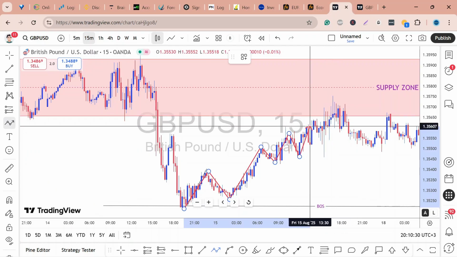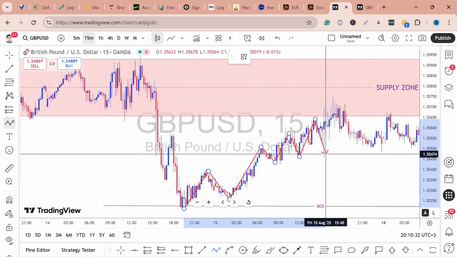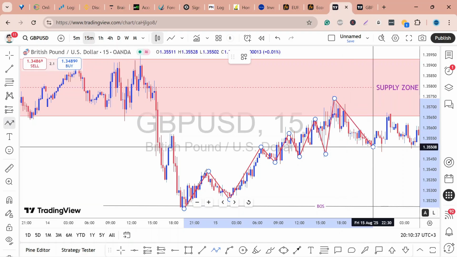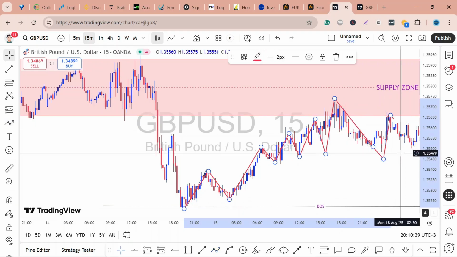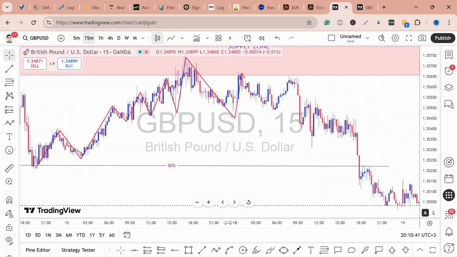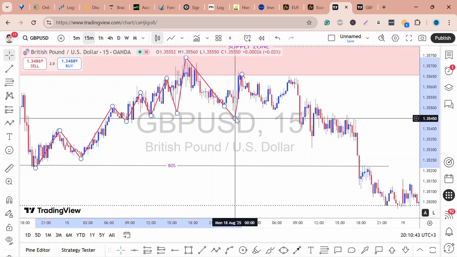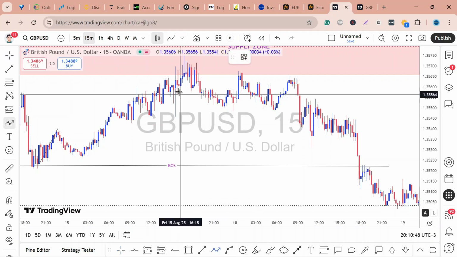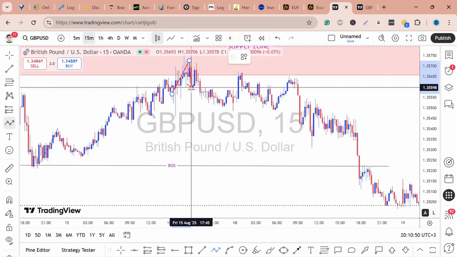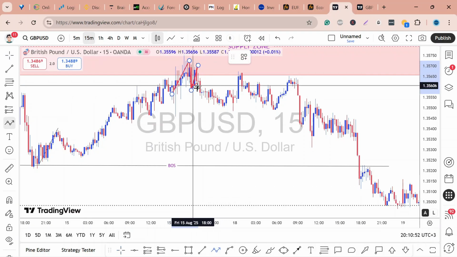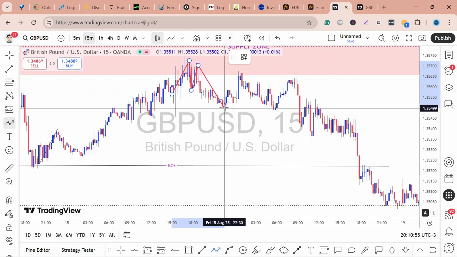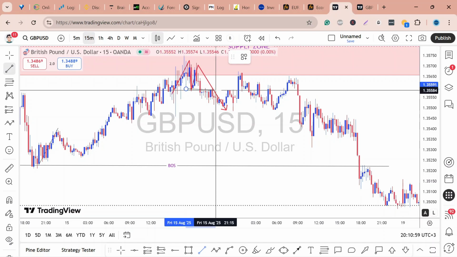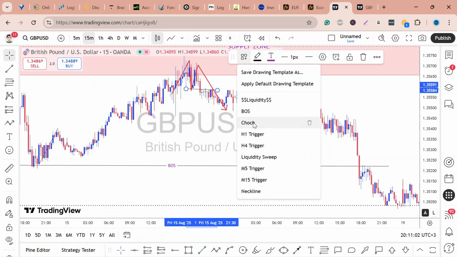Somebody might be tempted to jump on this trend. So as you can see here, we had quite a move before the market broke this, actually this one. Before the market broke this last lower high, this is where our change of character is happening. So this is a change of character. You have to be very keen to be able to spot it.